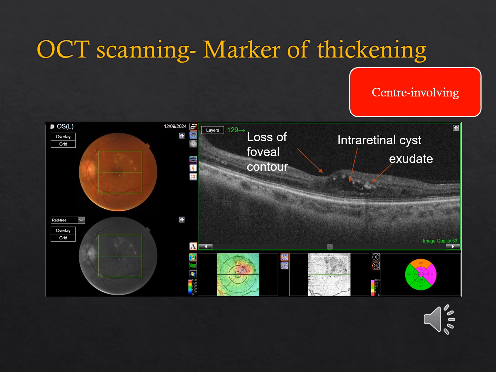Now we're moving over to talk about centre-involving diabetic macular edema. This is an OCT scan showing central thickening of the retina. This gives a cross-sectional view through the retina, and we can see the loss of the central foveal contour, intraretinal cysts, and exudates from the macular edema.